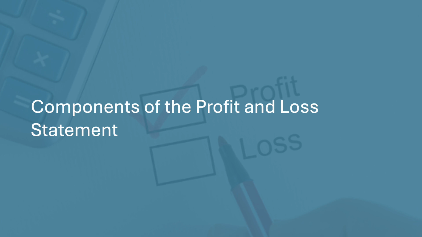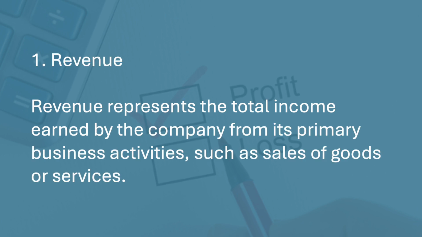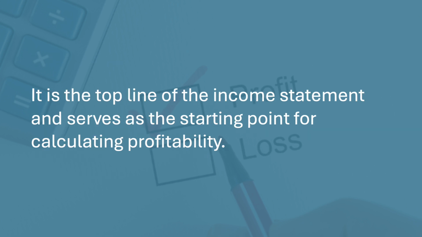Components of the profit and loss statement. 1. Revenue. Revenue represents the total income earned by the company from its primary business activities, such as sales of goods or services. It is the top line of the income statement and serves as the starting point for calculating profitability.